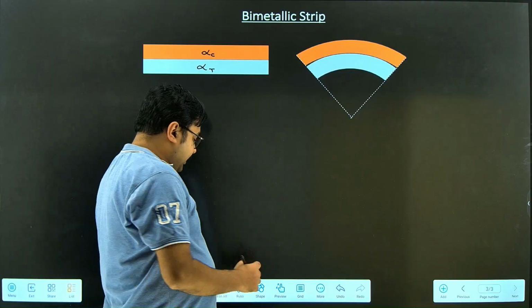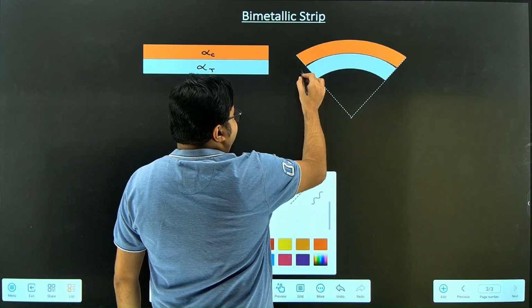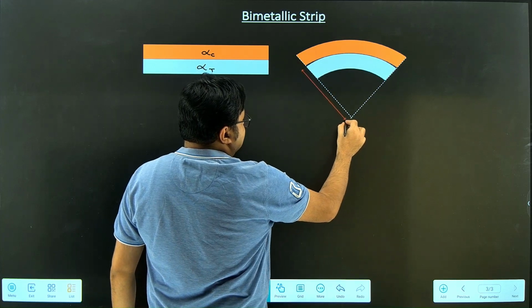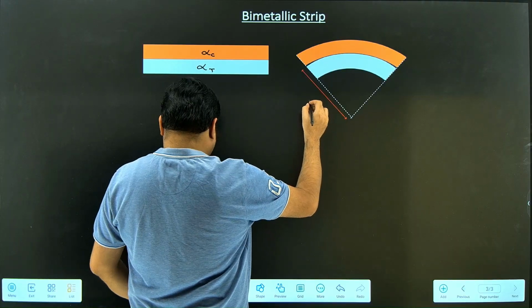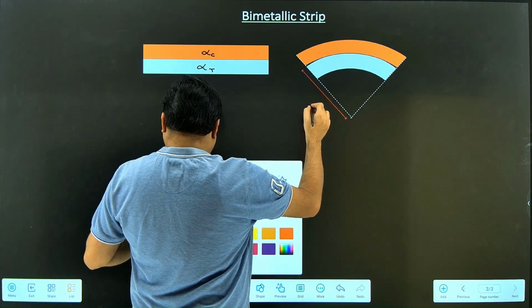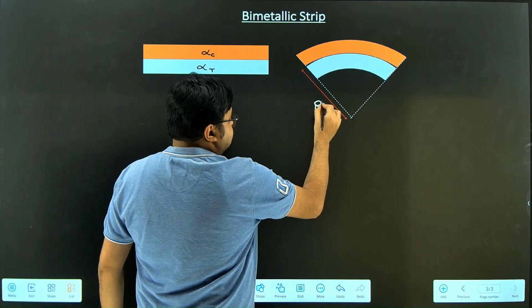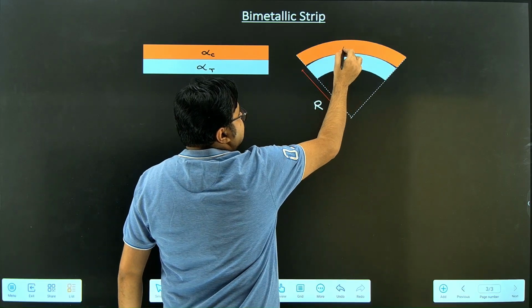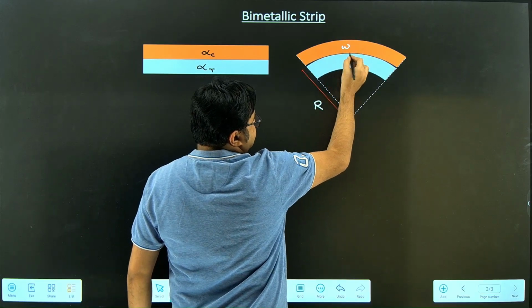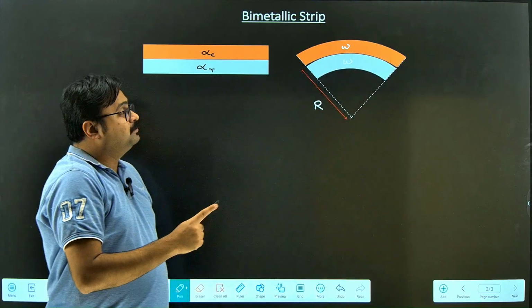What we want to do today is to find the radius of curvature of this bimetallic strip. So look at this. This is the radius of the bimetallic strip. Let us assume that the width of the bimetallic strip is W. Both of these widths are W. All right, that is W, and this is W as well.